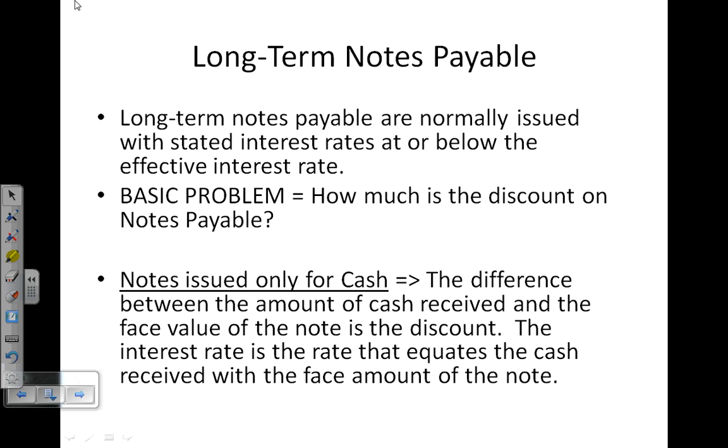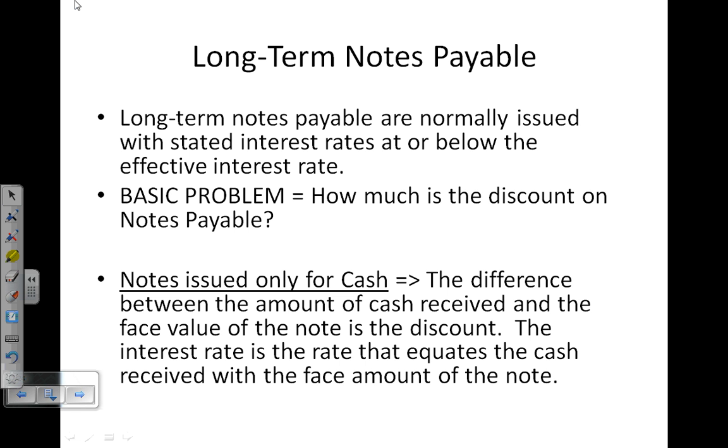One of the big issues with notes payable is that normally they're issued at a discount, where the stated interest rate is at or below the effective interest rate. So it's going to be a discount. But we have a couple of issues here. The question is, how much is the discount on notes payable?